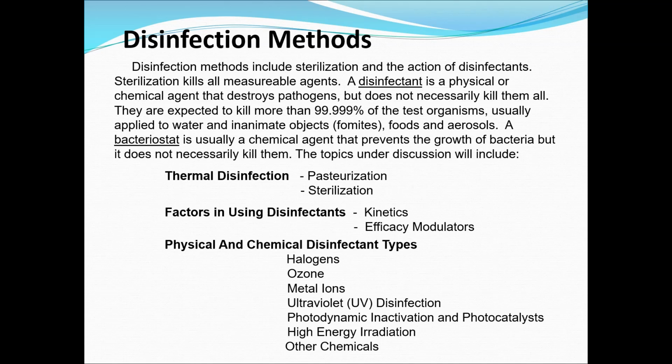Disinfection methods can include sterilization and the action of disinfectants. Sterilization kills all measurable agents. A disinfectant is a physical or chemical agent that destroys pathogens but does not necessarily kill them all. They're expected to kill more than 99.999% of the test organisms, usually applied to water and inanimate objects or fomites, foods, and aerosols.